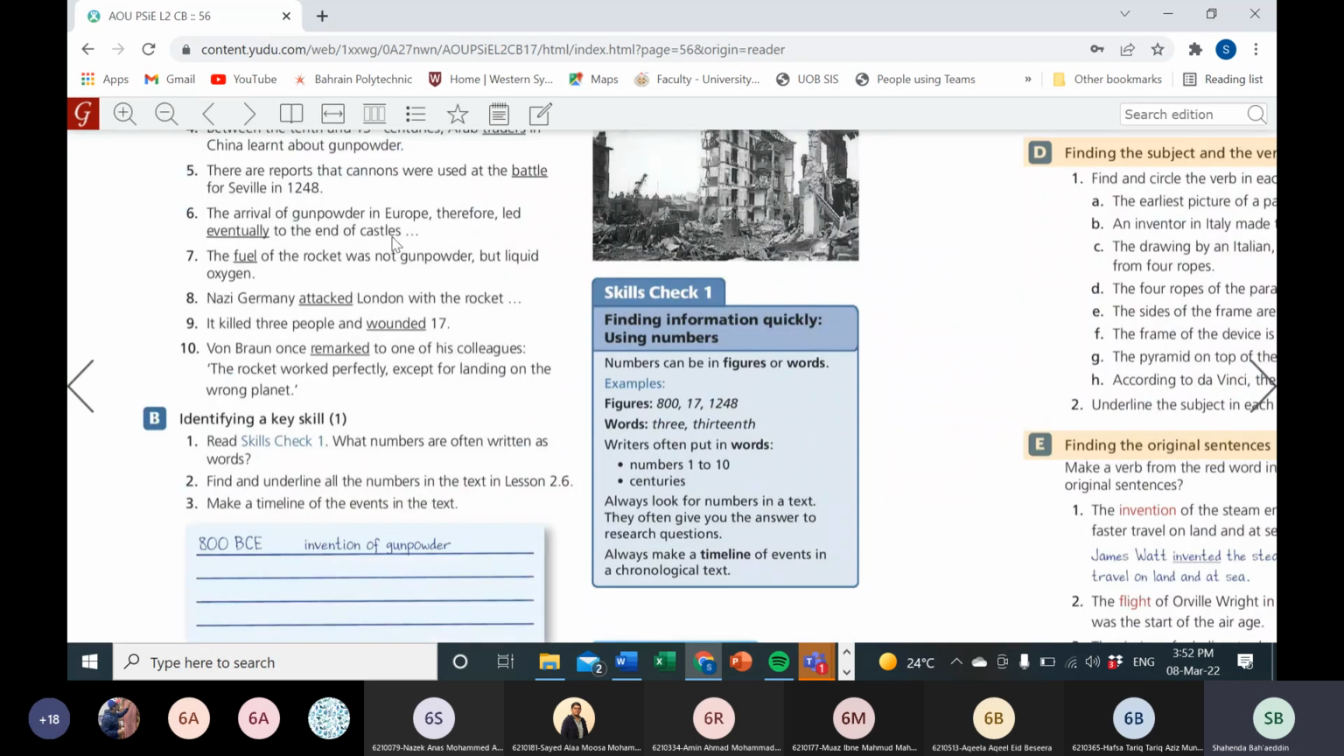It killed 3 people and wounded 17. A very well-known synonym, similar meaning to the word to wound or wounded. Injured. Very good. Von Braun once remarked to one of his colleagues, the rocket worked perfectly except for landing on the wrong planet.